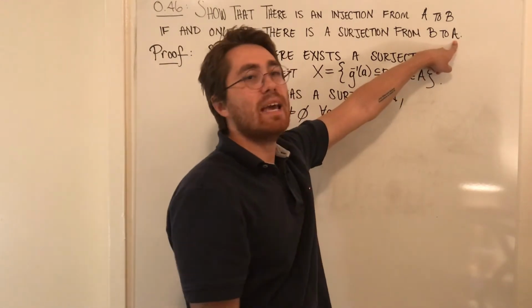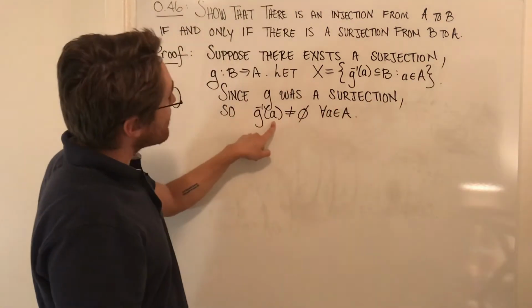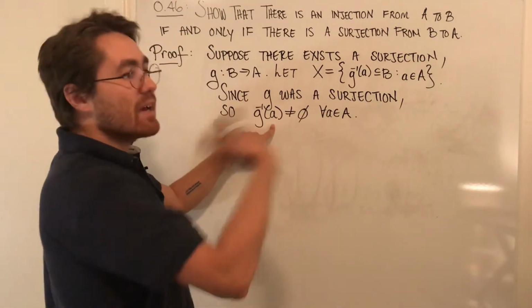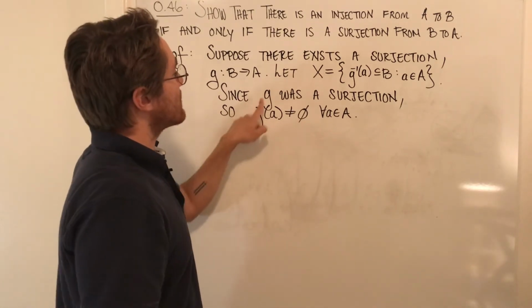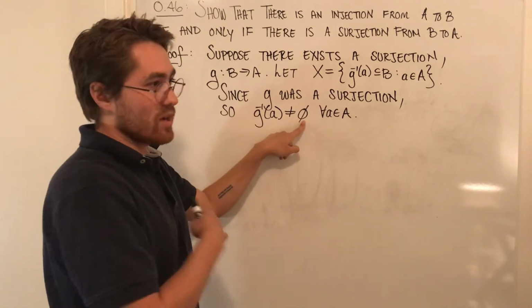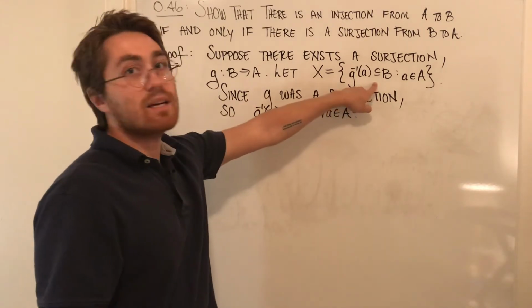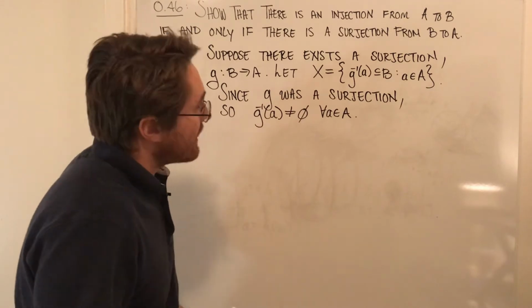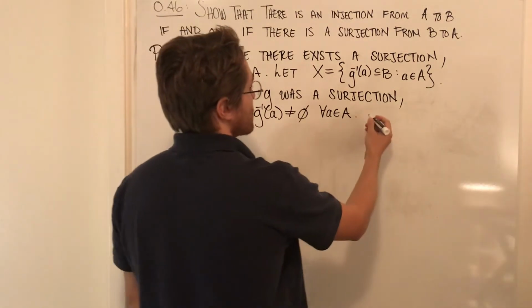For every element in A, I can definitely find something that's getting mapped there. So for every element in A, I can definitely find some B that's getting mapped to this A, which means that the G inverse is not going to be empty. So for every single A, I can be sure that there's not going to be some empty set in this collection. Why do I care? Because that's the condition that we need for the axiom of choice.